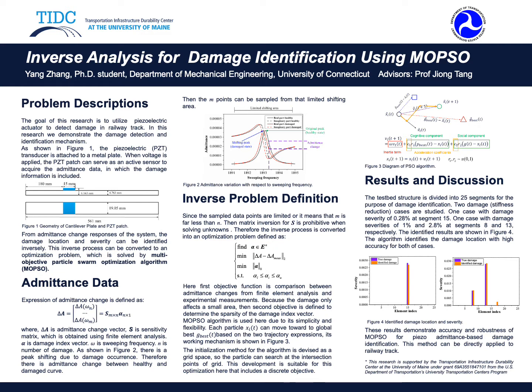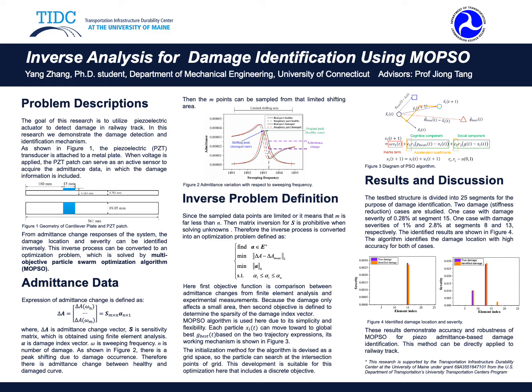In this optimization problem, we have two objective functions. The first objective function is comparison between admittance changes. Simply speaking, we can use the finite element analysis to get admittance change. We can also use the experimental method to get admittance change. By comparing these two and minimizing the differences, we can find the damage location and severity simultaneously.